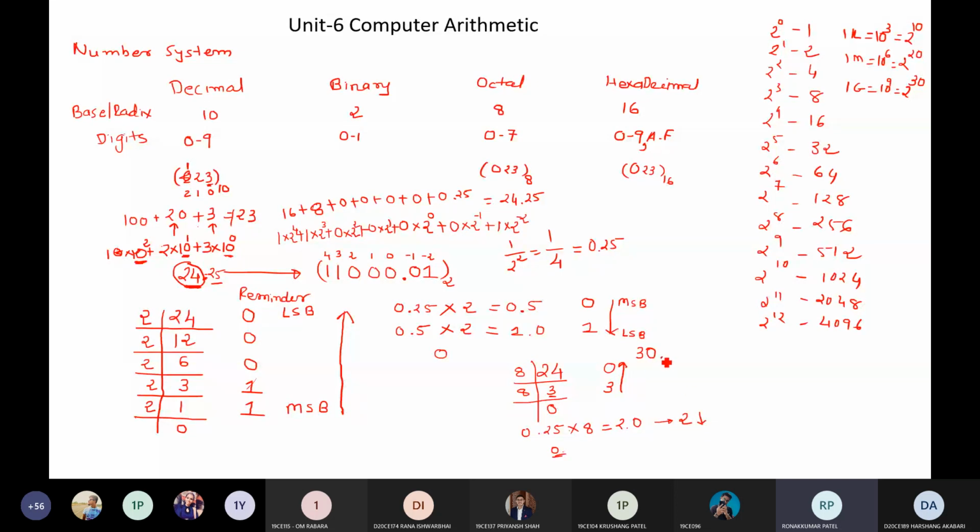So 30.2 ખાલી આટલું ના લખી શકું. I need to write like this, base 8. So 24.25 that is represented in binary like this. Then it is represented in octal like this. આ રીતે represent થાય. ઓકે, ખબર પડી? Yes, sir.